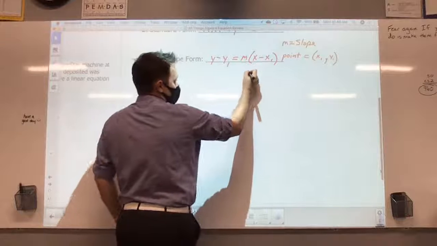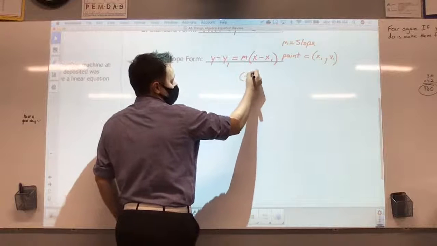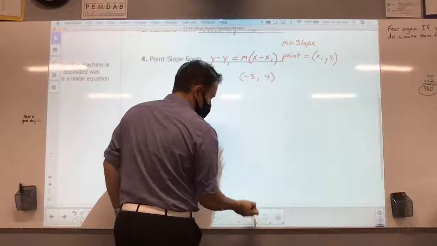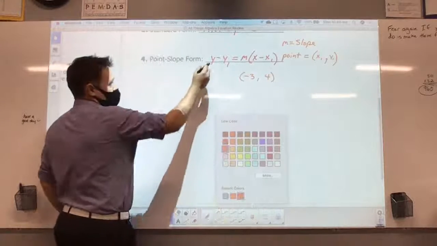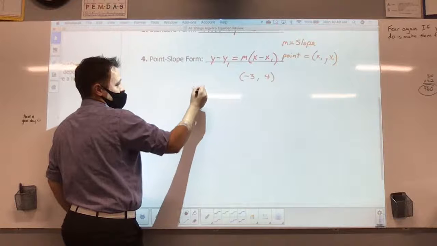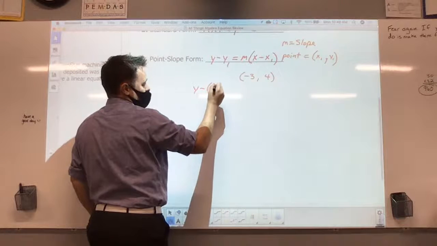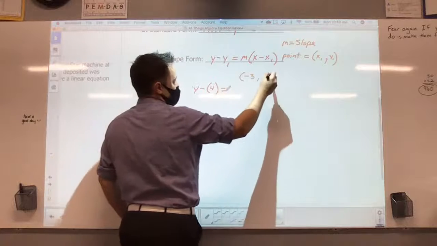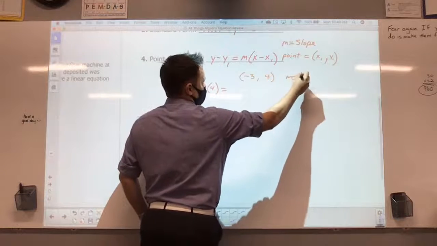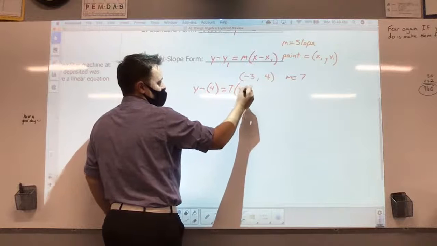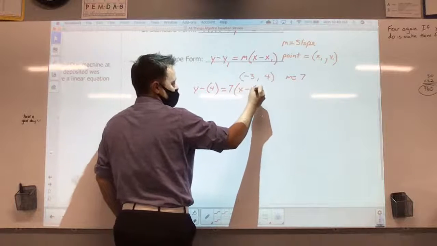If my point is (-3, 4), this is how I want you guys to understand. It's always going to be y minus, and then in here would be where you put the point. And that would equal, and I'll say my m equals 7. Okay, so then I'd have 7. And then you guys need to understand it looks like this.